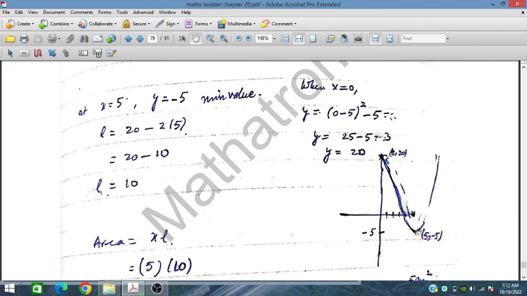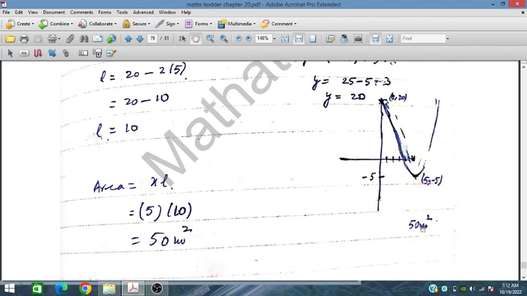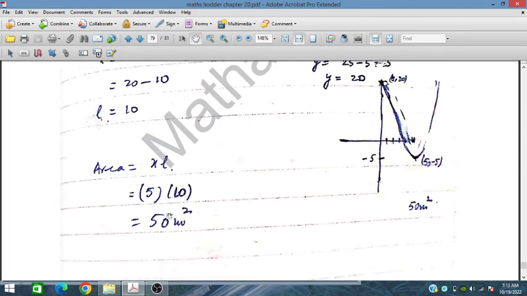So at minimum value, this area would be maximum. When x is equal to 5, the length would be 10. So the area would be maximum at this value, so for this value we will get a maximum area. So x is equal to 5. At x is equal to 5, the area would be x into L, and that is 50 meters square.